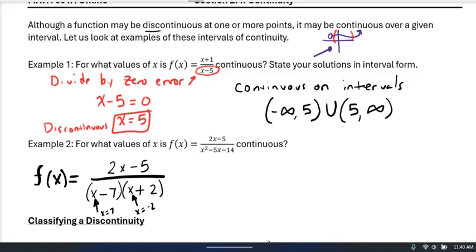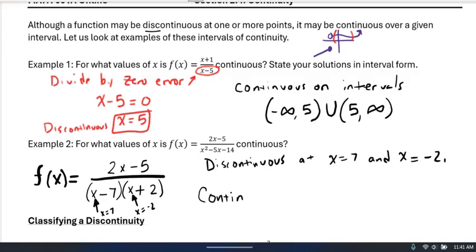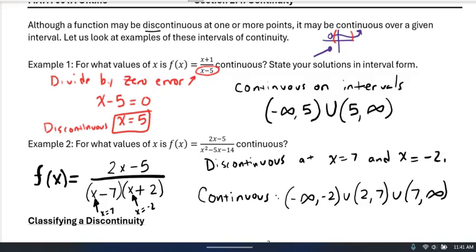And so let me say this in two ways. It's discontinuous at x equals 7 and x equals negative 2. So this one says, for what values is it continuous? So I'd say continuous everywhere else. And everywhere else would be from negative infinity up to negative 2, and then from negative 2 to 7, and then from 7 onwards to infinity. In other words, everywhere except negative 2 and 7.